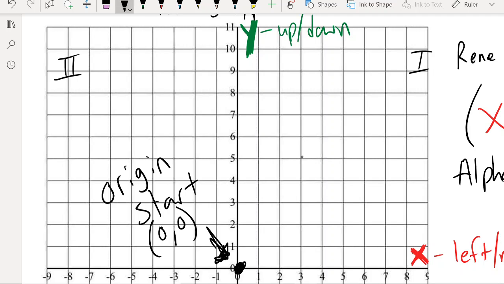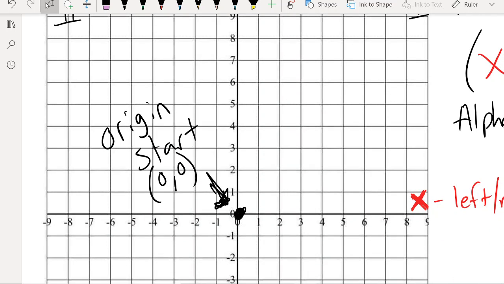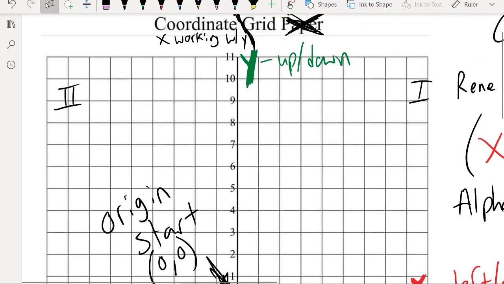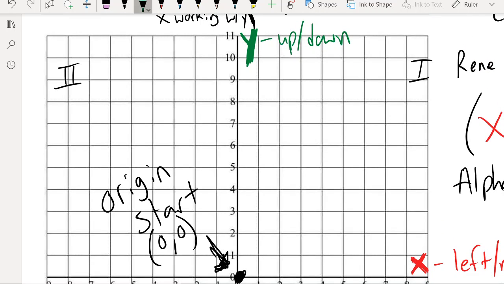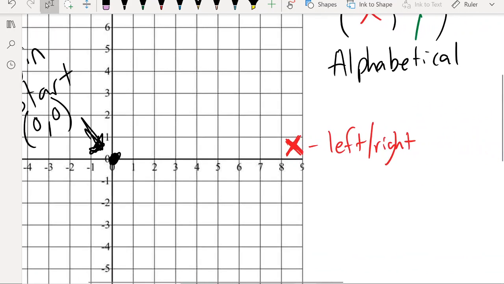But you have to start somewhere, so why not the origin? Why not 0, 0? That's really no other reason. And once you know where to start, 0, 0, aka the origin, aka where the x and the y axis meet. When I say x-axis and y-axis, axis means line. Axis is a fancy name for line.